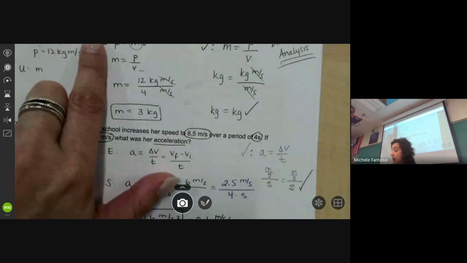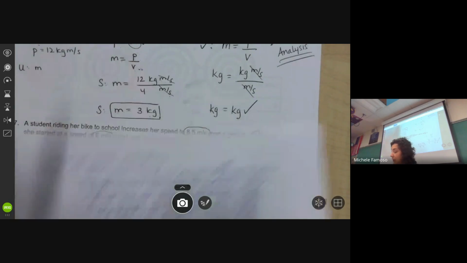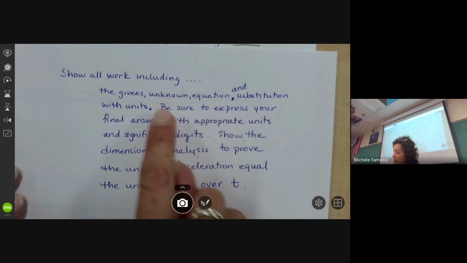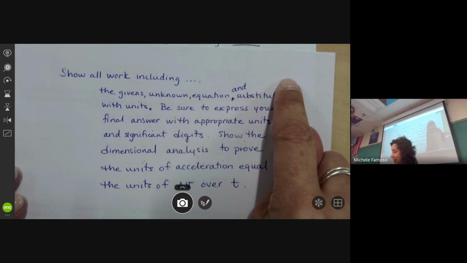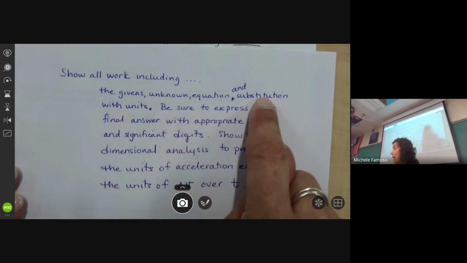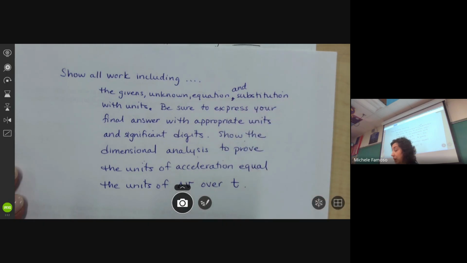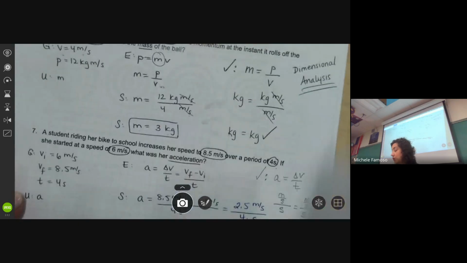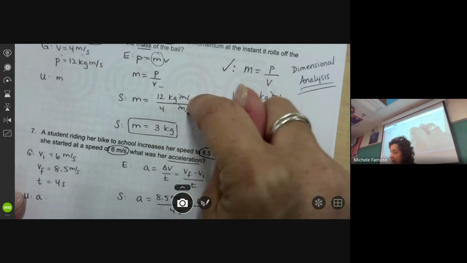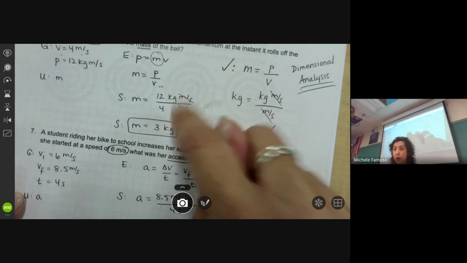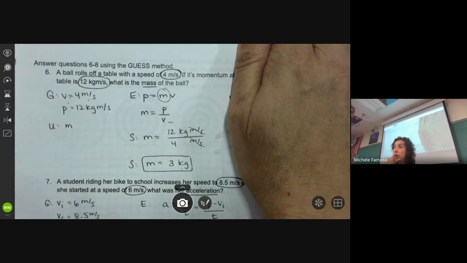So this one, because there's an algebraic manipulation step, in the directions it would say be sure to include the givens, the unknown, the equation, the algebraic manipulation, and the substitution with units. So I'm going to tell you to do it. And if you don't do it, then I'm taking off, because each of those steps is points on the test. So a question like this, 1, 2, 3, 4, 5, 6, 7, 8, 9, 10, is a 10-point question without the dimensional analysis. That one problem right there is worth 10 points out of 100.